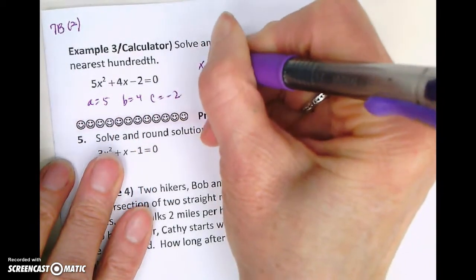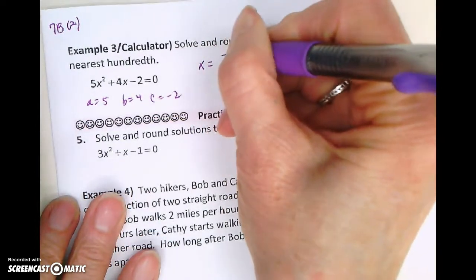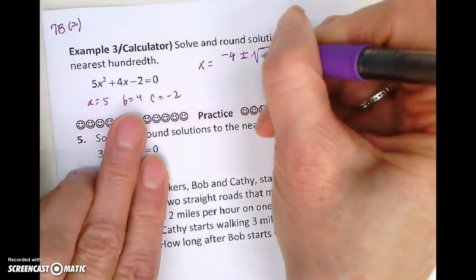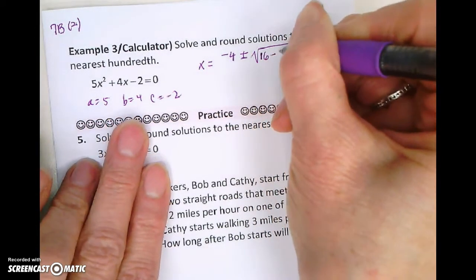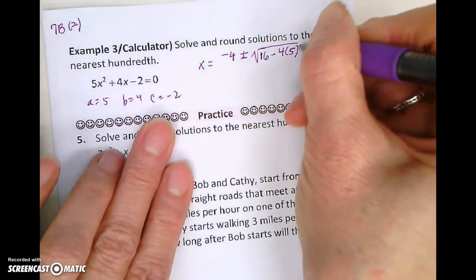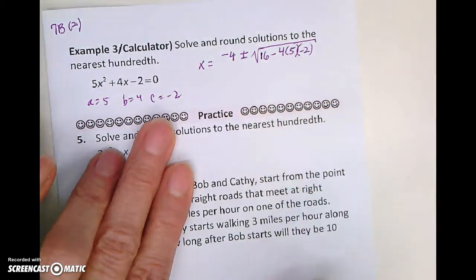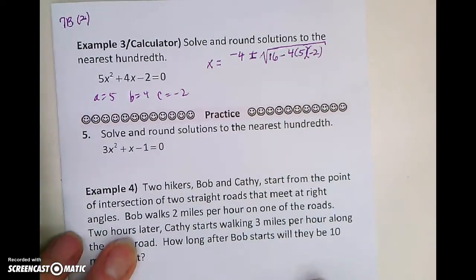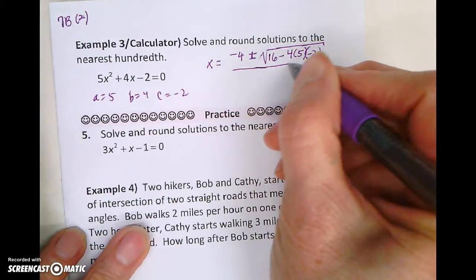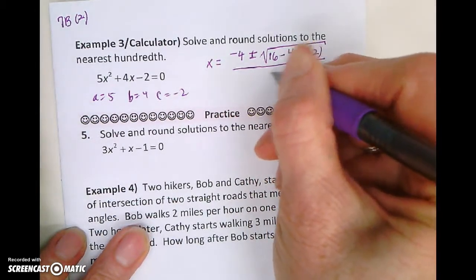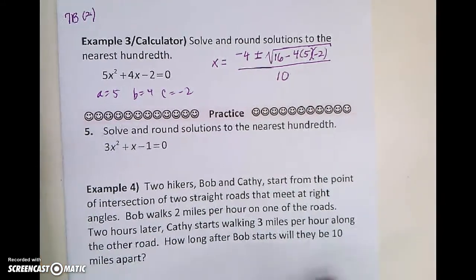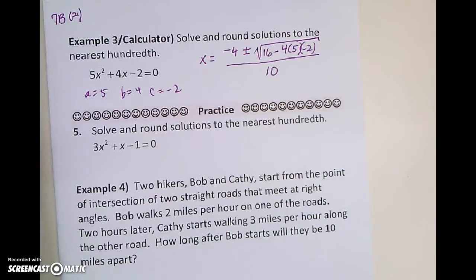So we're going to have that X is equal to -4 plus or minus the square root of B squared. So that's going to give me 16 minus, and I'm going to write this 4 times 5 times -2 this way. And I'm going to do my multiplication in parentheses. That's really not going to matter on your calculator. And then it's all going to be all over 2 times A, so 2 times 5, which is 10.